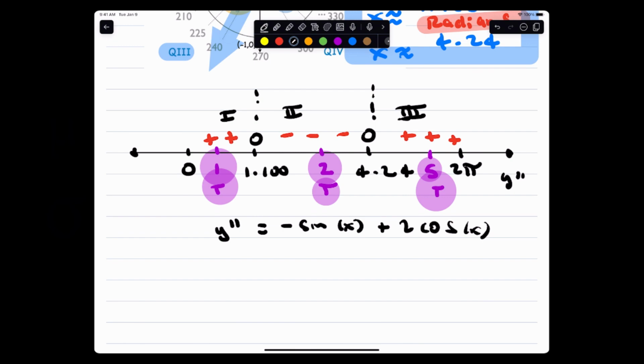And now a picture's worth 1,000 words again. So, okay. Region 1. What do you guys know about region 1? It's positive. That means it's concave what? Up. Region 3. Concave what? Up. Region 2. Region 2 is concave down.